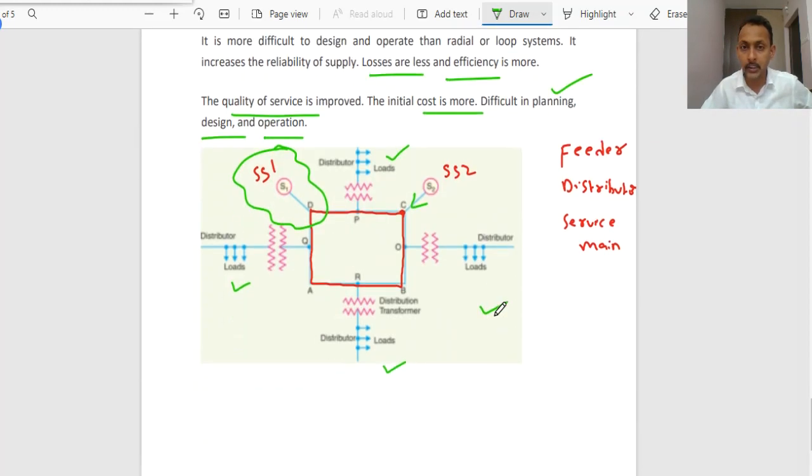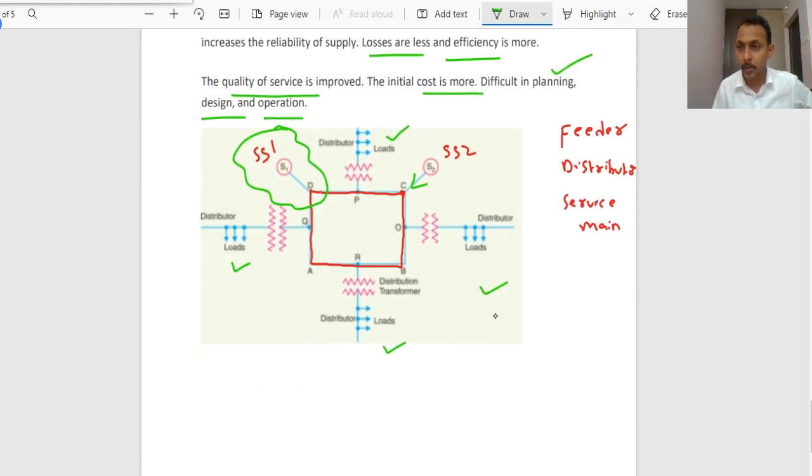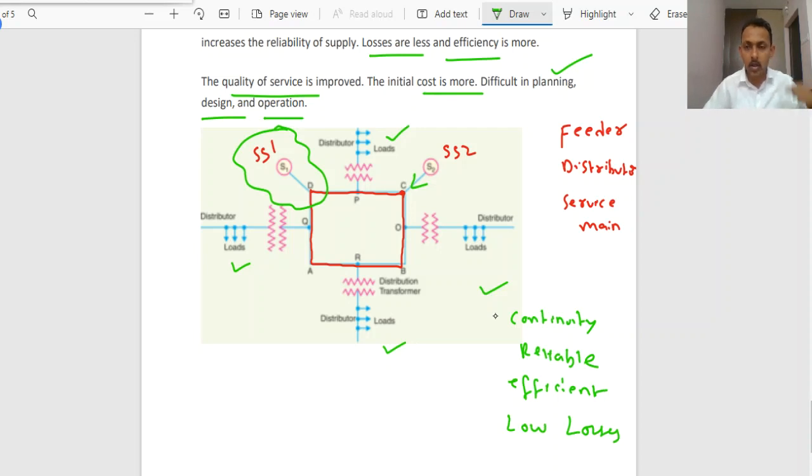But what is the advantage, dear students? Continuity of the supply, reliable, efficient, low power losses, all these are good quality. Quality is good. Which quality? Power quality.